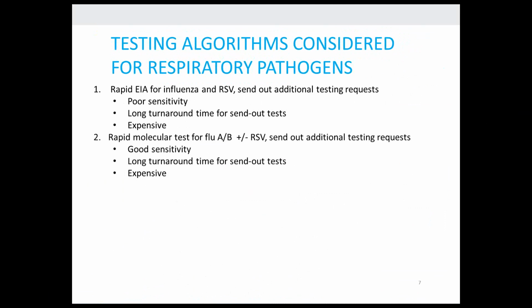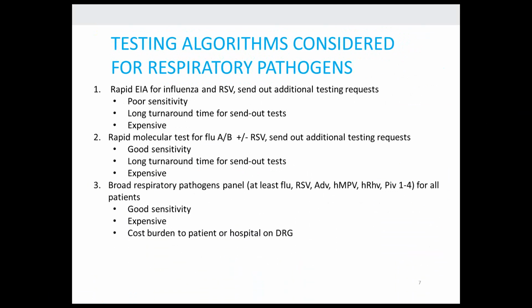So then we looked at molecular tests that would be available at that time. We were able to find some that had flu A and B, and some had the RSV, some did not. We would still need to send out the additional test requests. So this gave better sensitivity on the flu and the RSV, but we still had the issue of the long turnaround time for send-out tests, and they, of course, are expensive.